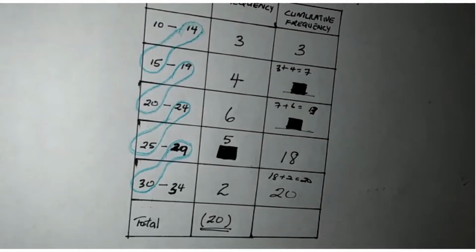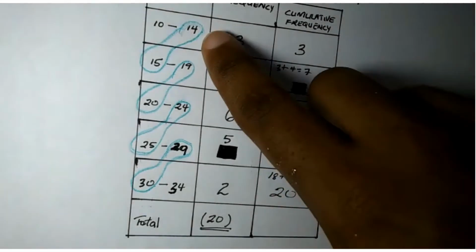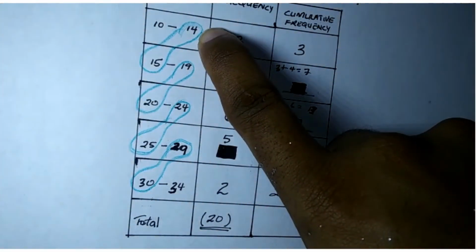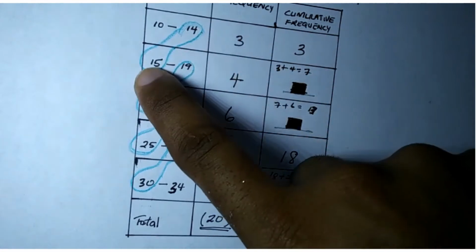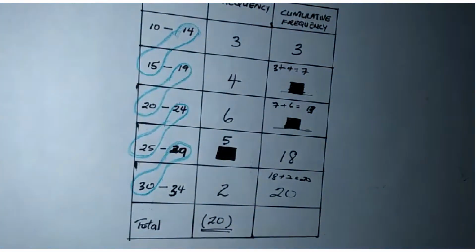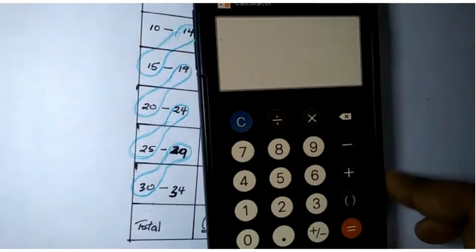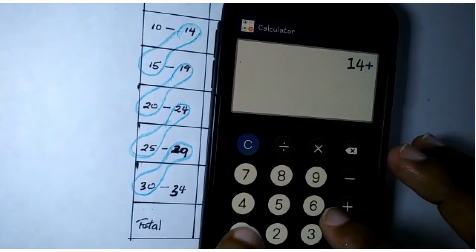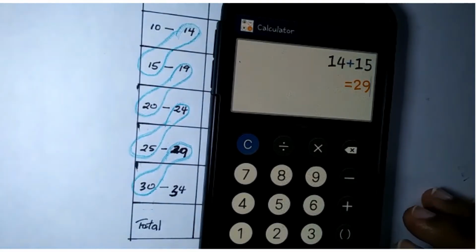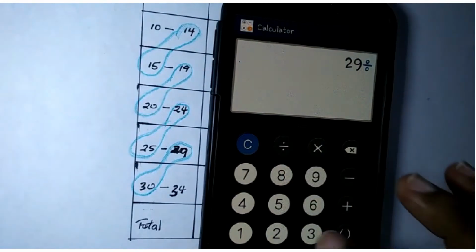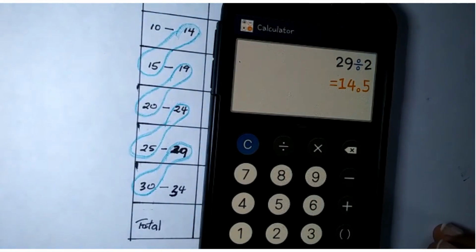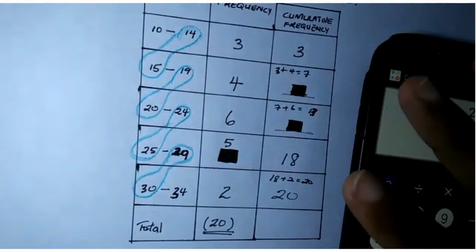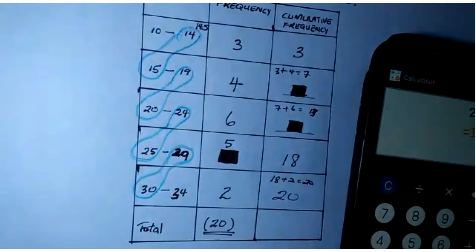Alright, so remember when we're calculating the boundaries, the upper limit for the first class, or the class on top, plus the lower limit of the second class, you add them, divide it by 2. So look what we're doing now. On my calculator here, 14 plus 15 equals 29, and I'm dividing 29 by 2, press my equal button, 14.5. So I'm just going to drop my 14.5 right here, there we go.